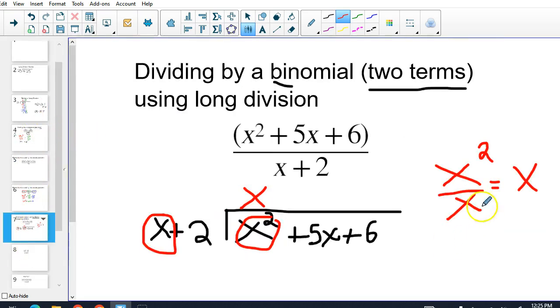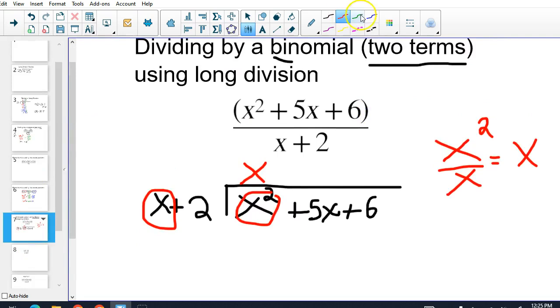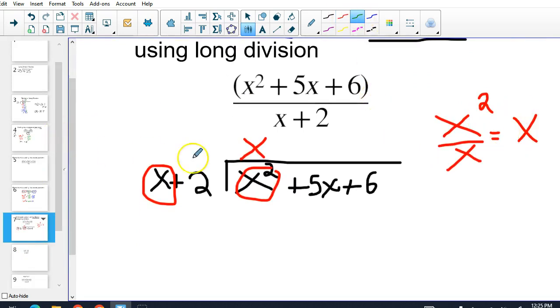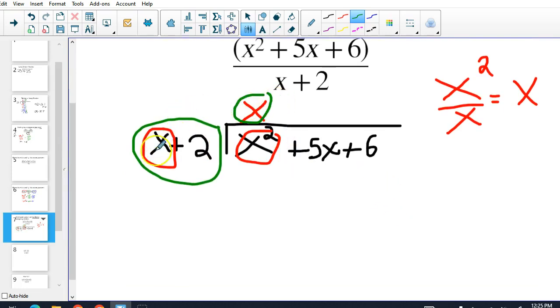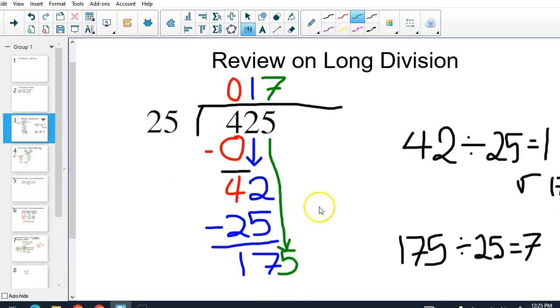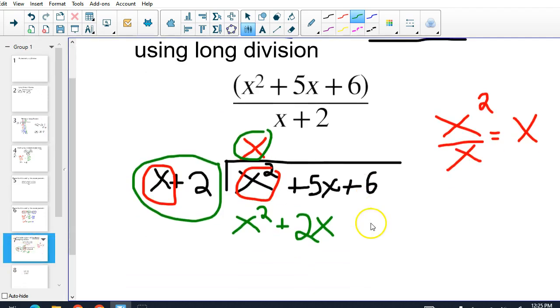So what we're going to do is we will take the x we just got, and we're going to multiply this x times everything over here, every piece. All right? So x times x will give us x squared, and x times 2 will give us 2x. Now, just like beforehand, the old long division, we were subtracting this number, right? Same thing here. We're going to be subtracting this.